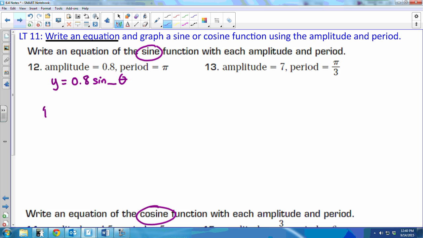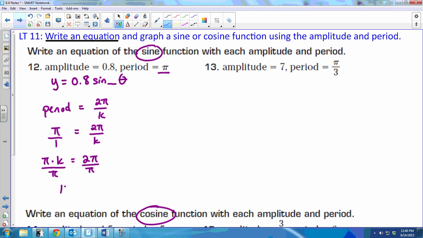So again, we have the equation period equals 2 pi over k. Well, the period is pi, so I'm just going to substitute that in. And then we're going to cross multiply to solve for k. So pi times k equals 2 pi. So I bet you can figure out what that is, but if not, you can divide by pi. So k equals 2. So the equation is y equals 0.8 times the sine of 2 theta.